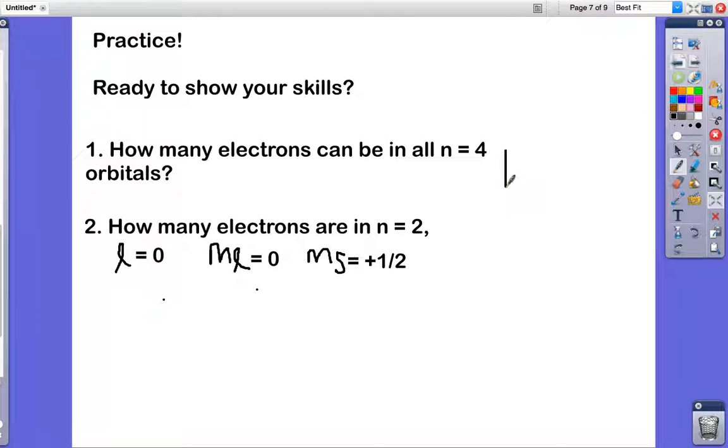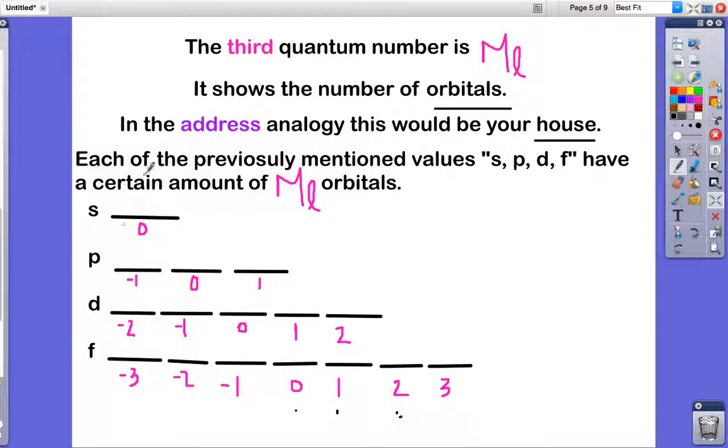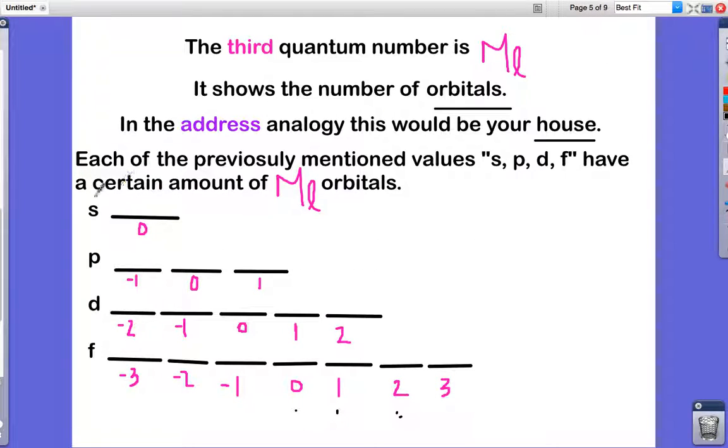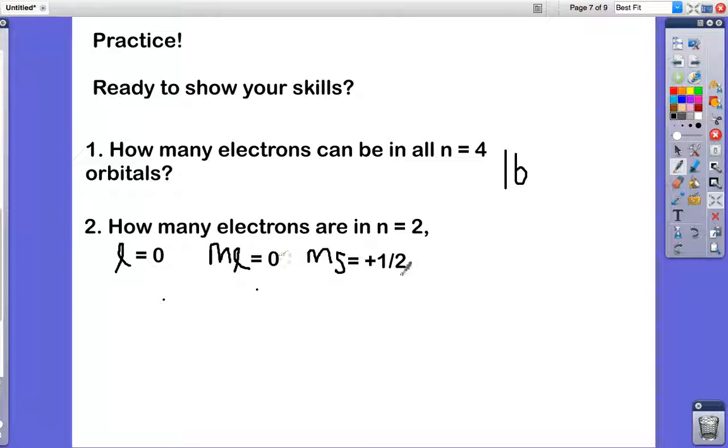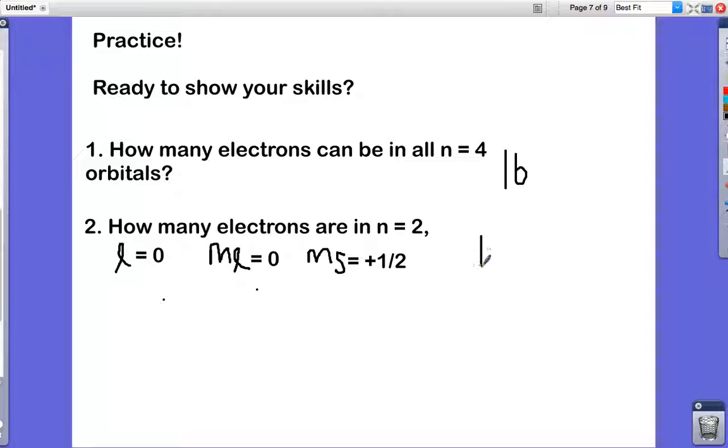So we have 16. How many electrons are in n equals 2, L equals 0, ml equals 0, ms equals 1/2? If we look back here, this can help us in some ways. We know that it's n equals 2, so that's going to be S, P, but it's also 0, so that's going to be here. And that means that it is going to be 1 electron. And the spin is positive, so we put that arrow on it.